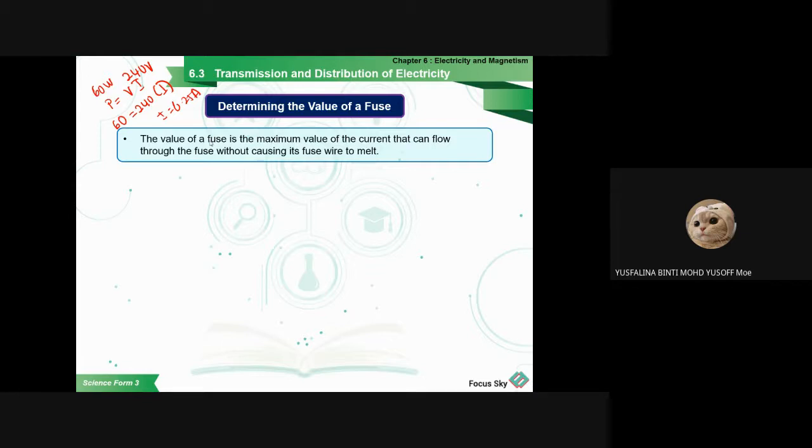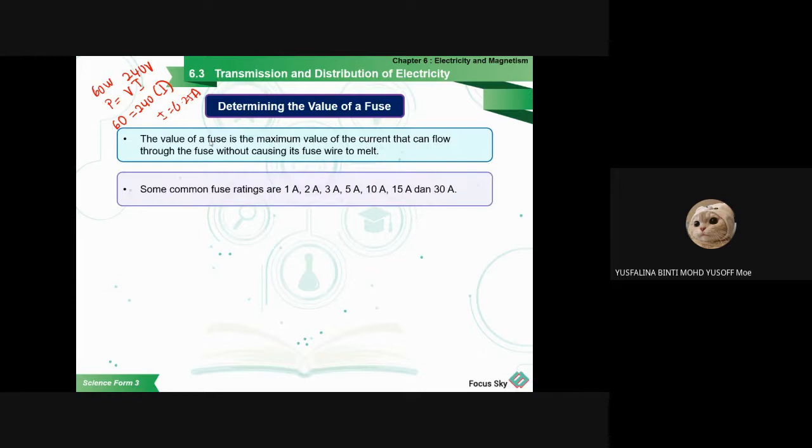the maximum is 0.25. So you have to choose a fuse more than 0.25. So I will choose 1 ampere, that's the closest one. I cannot choose below 1, because if you put below 1, say the current flows 0.25, it's already melted. So choose higher than 0.25, higher than what it needs.